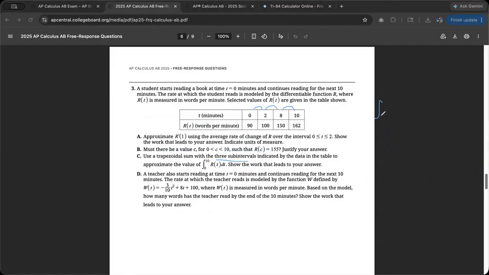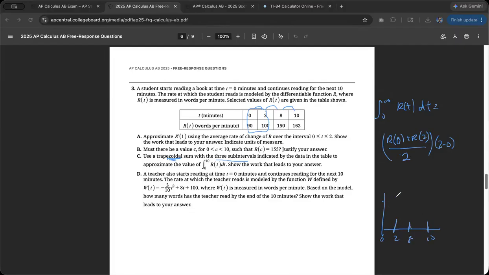So the integral of 0 to 10 of r of t dt equals, and we're using trapezoidal sum, so that basically means we need to take r of 0 plus r of 2, divide that by 2 for the trapezoid side, and we're going to multiply it by the distance between the two. So that's that first segment, right? You can also imagine if this was 0 to 8 and 10. We're going to show our markings here.